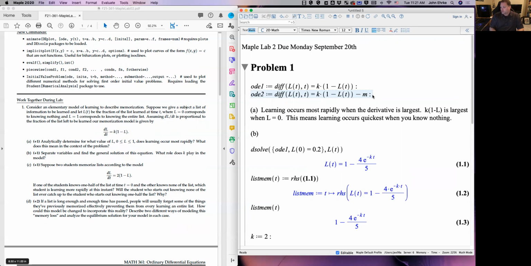But I want you to think about in part D, I want you to come up with two ways, and you can use the constant one as well, but come up with at least one other way of modeling memory loss, and then look at the equilibrium solutions.